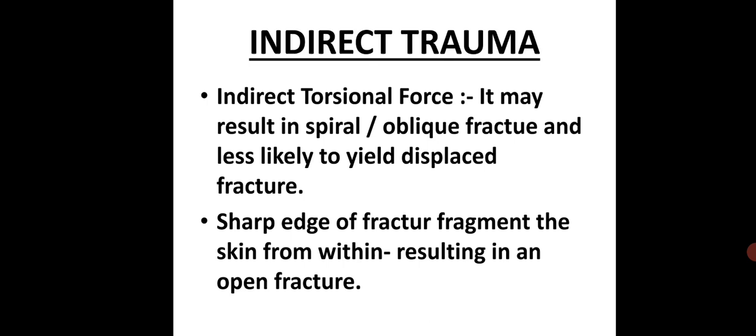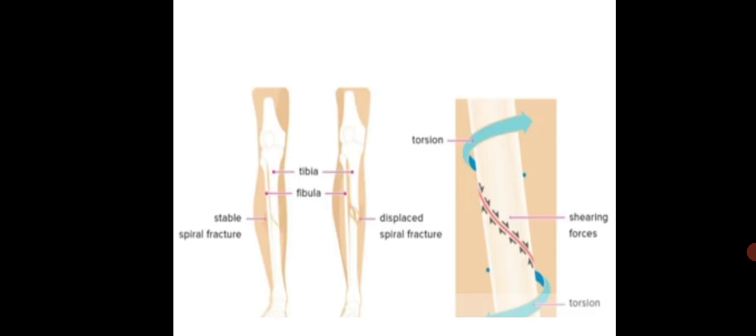Indirect trauma, indirect torsional force. It may result in a spiral or oblique fracture and is less likely to yield a displaced fracture. The sharp edge of the fracture fragment pierces the skin from within, resulting in an open fracture. As you can see in the picture, this is a spiral fracture and also the bone is displaced.